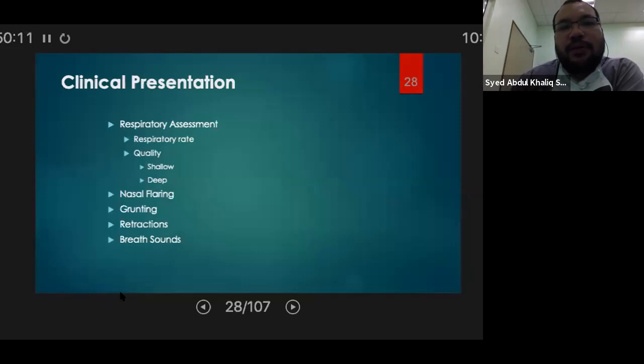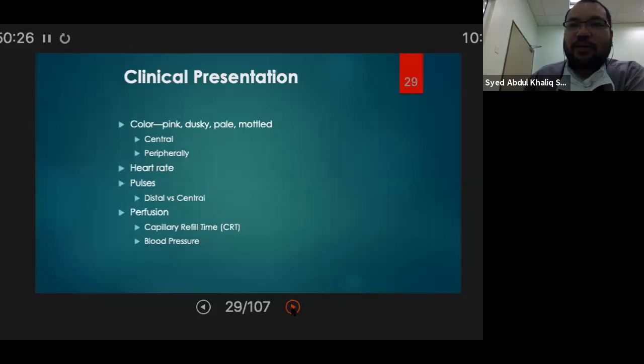And then this is grunting, and then retraction, chest retraction, and then breath sound. You may hear consolidation, you may hear crepitations, crackles and things. And also kalau pneumothorax, percussion may be dull, tapi newborn is quite difficult lah for you to do percussion. Obviously you cannot do vocal resonance, but you can appreciate vocal parameter sometimes in newborn even kalau ada pneumothorax. And then the color of the baby, they may be pink, dusky, pale, mottled skin.